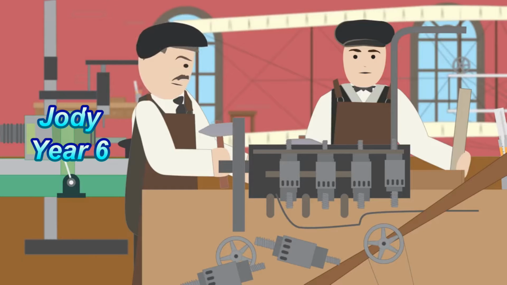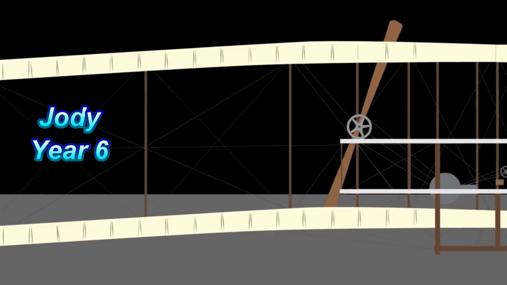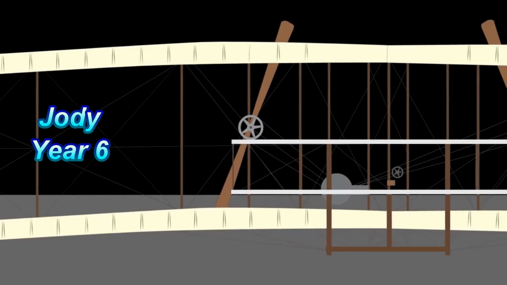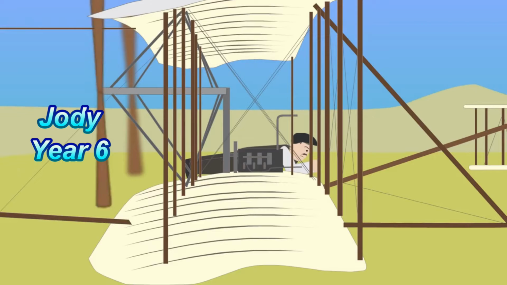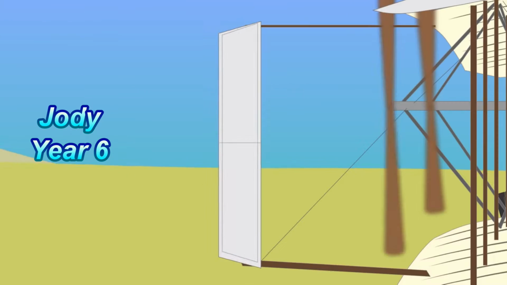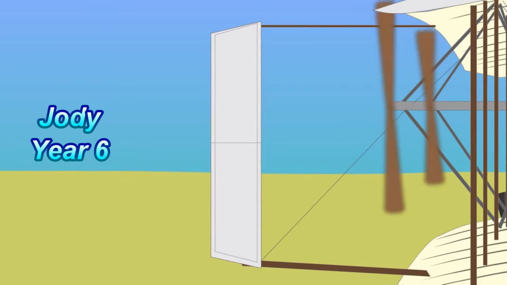No manufacturers could provide an engine light enough and powerful enough for their needs, so the brothers had to design and build their own. The Flyer was designed in a biplane configuration, with a wooden airframe and a wingspan of 12.3 meters, or 40 feet 4 inches. The pilot flew on his stomach on the lower wing, steering by moving a cradle attached to his hips. This cradle pulled wires which warped the wings and turned the rudder.